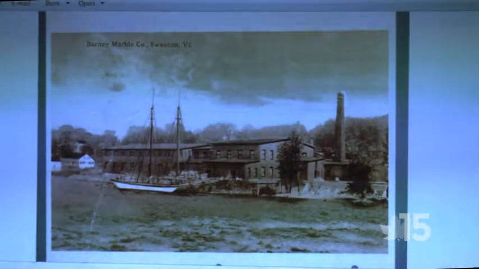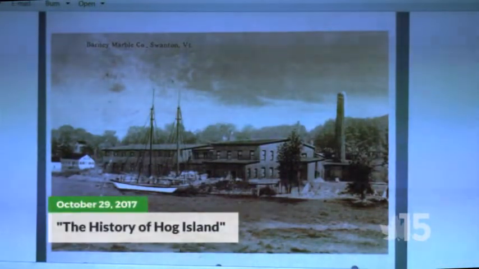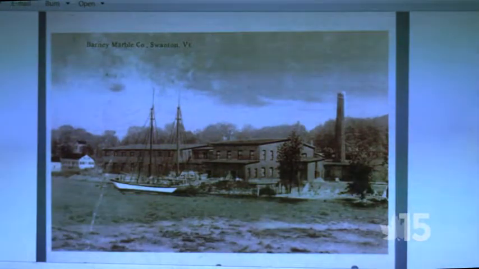So here's a quiz for you. Why is this picture of the Barney Marble Works down near the dam in the village in the Hog Island presentation? I know some of you know that. Don't you? You're not even close. No. But keep trying.